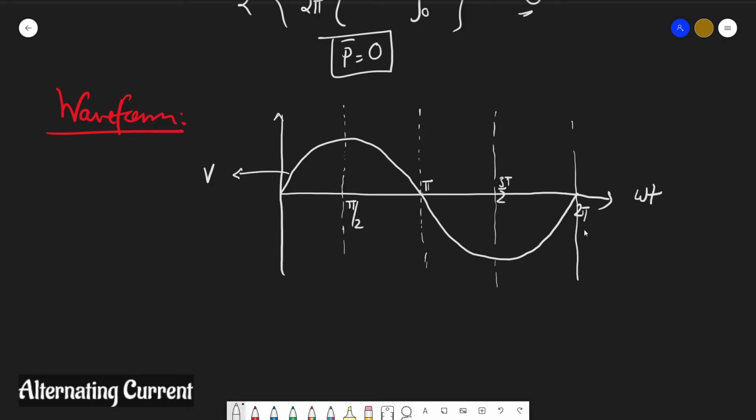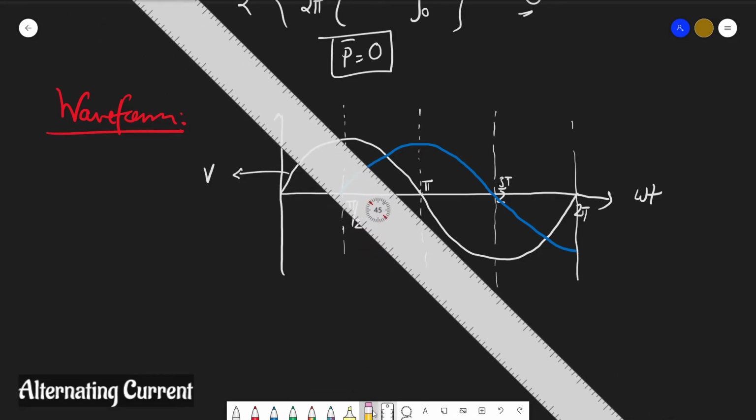So let us draw the waveform for current. Current is lagging 90 degrees with respect to this voltage, so it will begin from here. After 90 degrees, we will start the curve for current. So it is behaving in such a way. Okay, so I will complete the cycle of current. I will write like this.